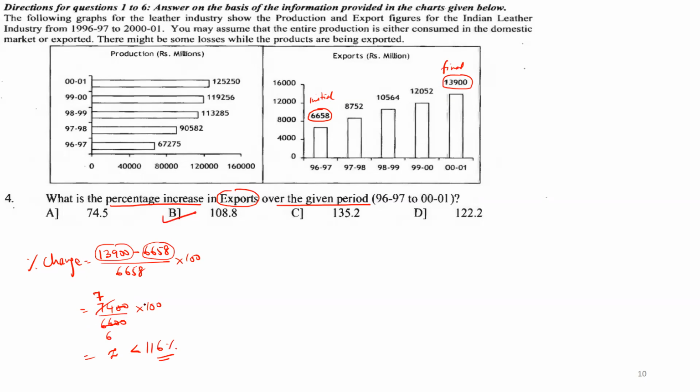One way of doing this. Okay. An alternate way of approaching this question could be that you compare the values. That you started with 6658 and you ended with 13,900. So tell me, is the value becoming just more than double of itself?